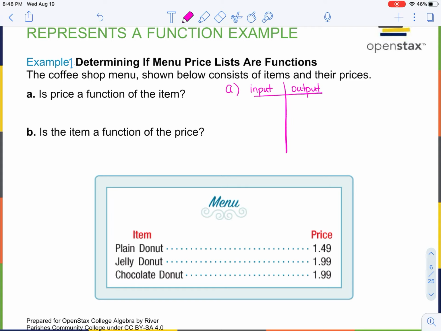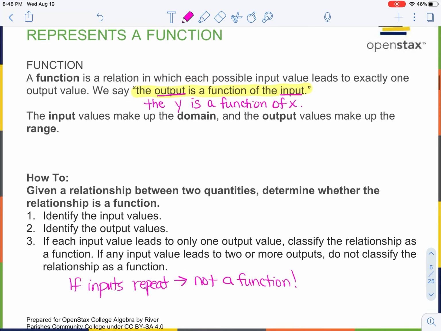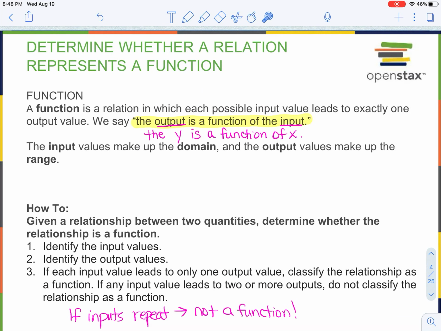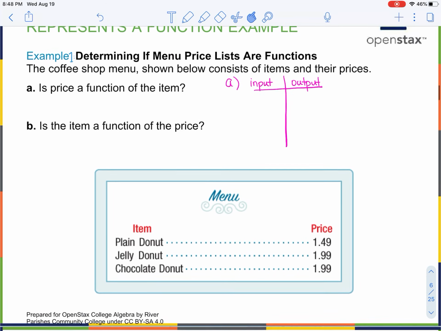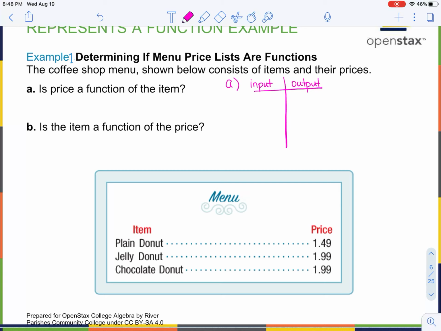So in this case, the input, so when they say, going backwards, I just want to remind you, up here I highlighted it. The output is a function of the input. Output is a function of the input. So the way they worded that, if we say the output is a function of the input.